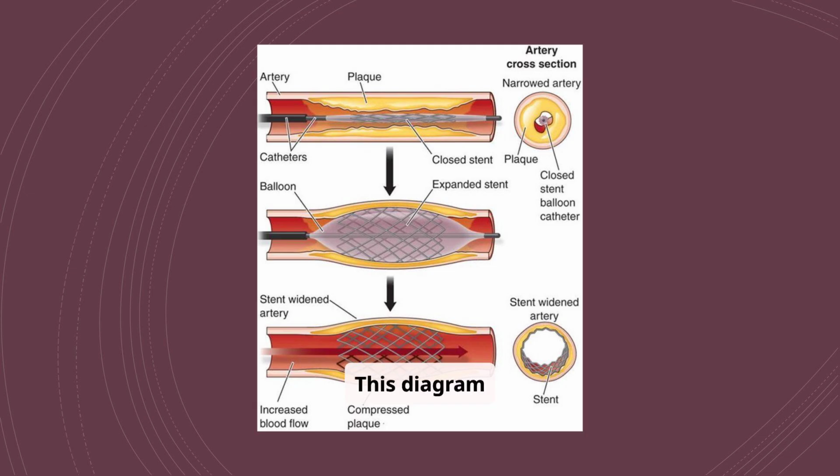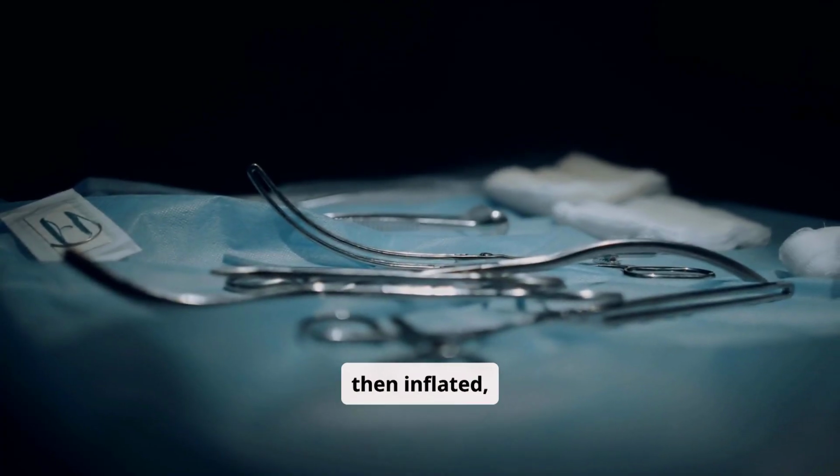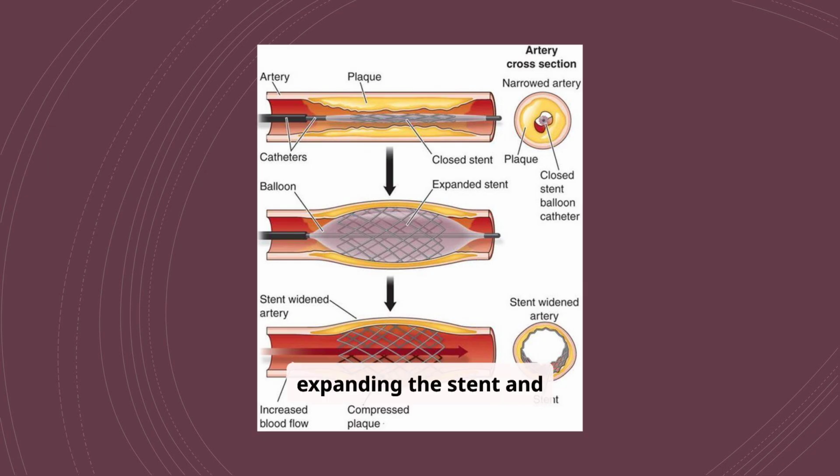This diagram illustrates the process of stent insertion. A catheter with a balloon and a closed stent is inserted into the artery. The balloon is then inflated, expanding the stent and compressing the plaque. Finally, the stent remains in place, widening the artery.